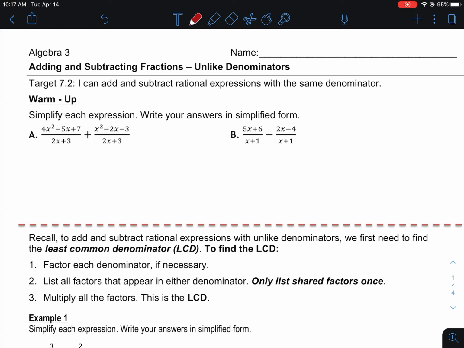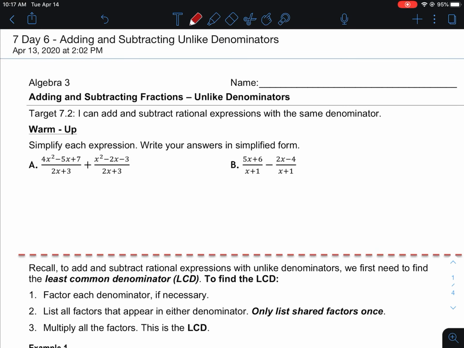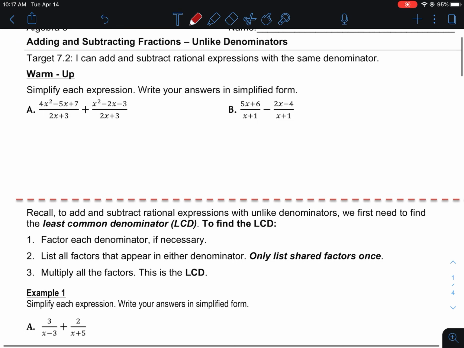We're going to look at Unit 7, Day 6 today. And on Day 6, we have adding and subtracting rational functions, only this time they're unlike denominators. So as a warm-up, we're going to go over what we went through Monday and Tuesday, which was adding and subtracting if we have common denominators. So go ahead, pause the video, try A and B, and when you're ready, go ahead and press play.